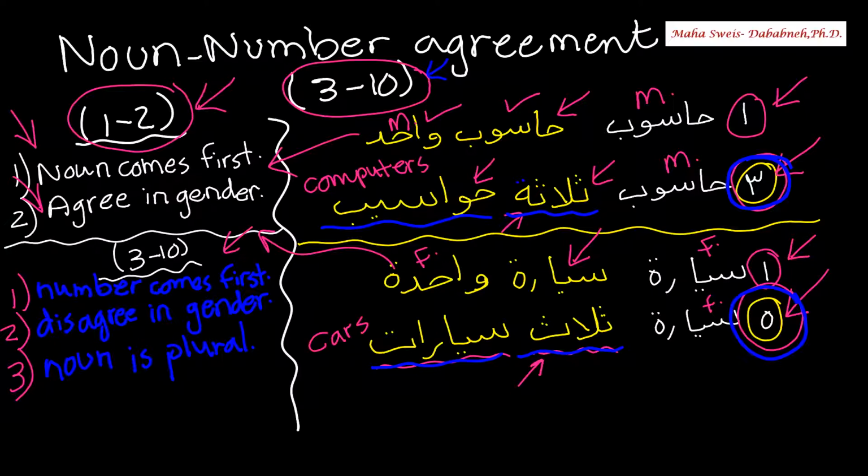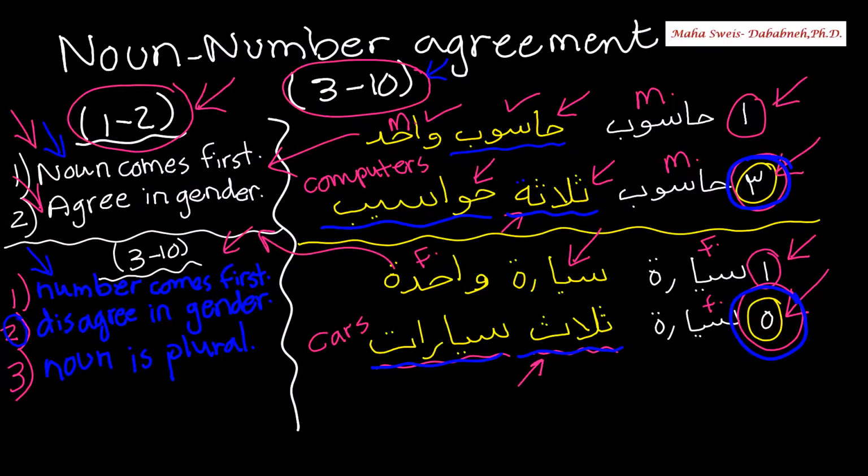Add something else. When we did numbers 1 and 2, we started with a noun, hasub. But what about 3 and 5? We started with what? With the number. So if you compare, for 1 and 2, the noun comes first. But for 3 to 10, the number comes first, not the noun. In number agreement 3 to 10, the number comes first, not the noun.